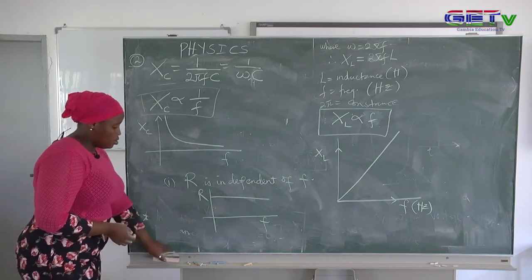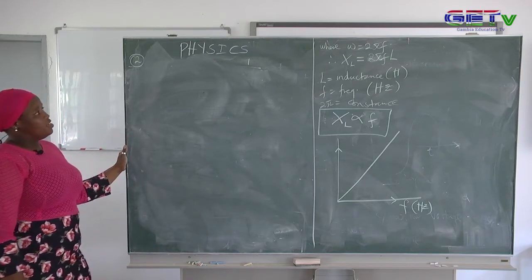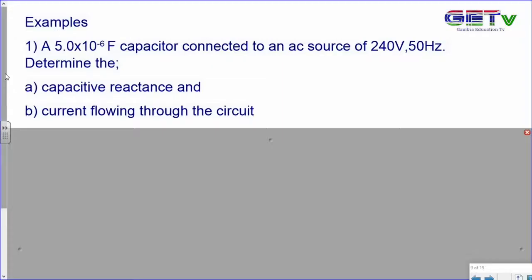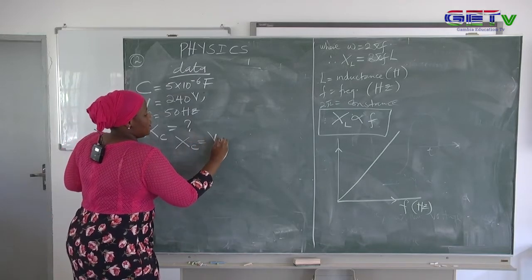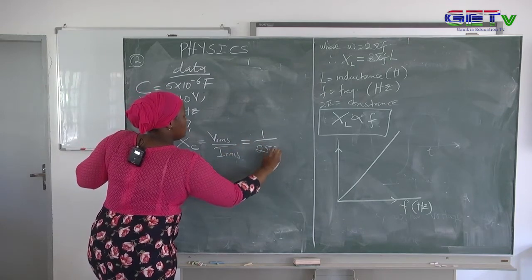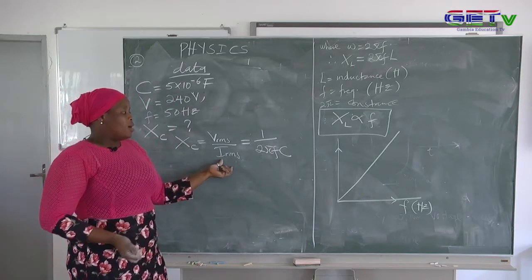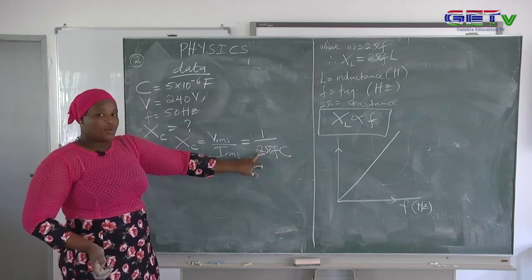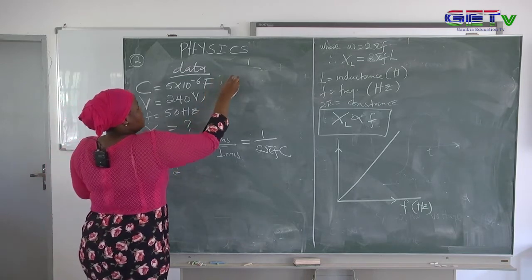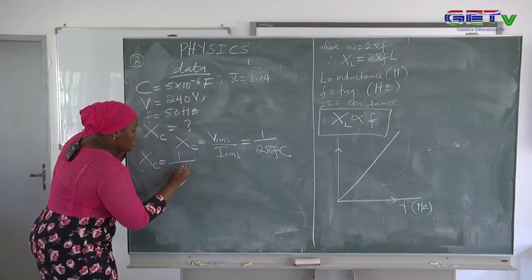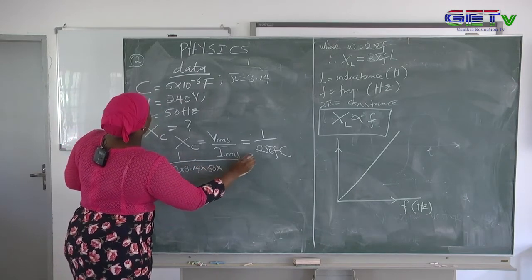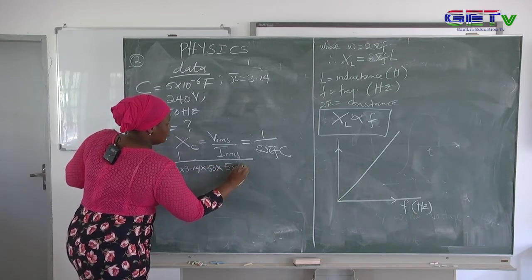Is that understood? Good. Now that we've covered all the components separately, I think it is just right to answer one or two questions. XC equals VRMS over IRMS, or 1 over 2 pi fC. Since the current is not known, but f and C are given, we can easily use this equation. That gives us XC equals 1 over 2 pi, where pi is a constant, 3.14, times the frequency, which is 50, times the capacitance, which is 5 times 10 to the power minus 6.